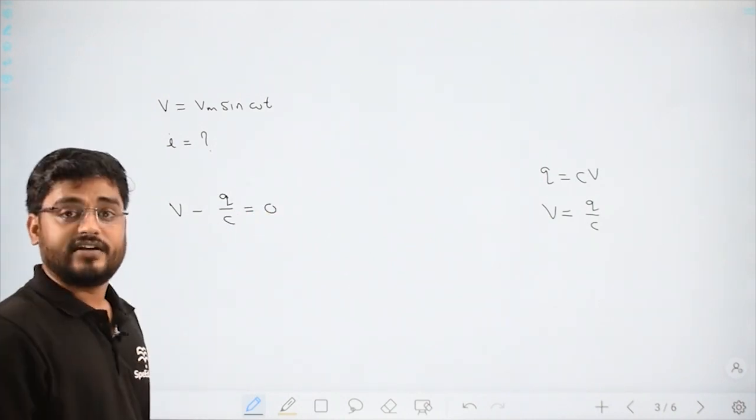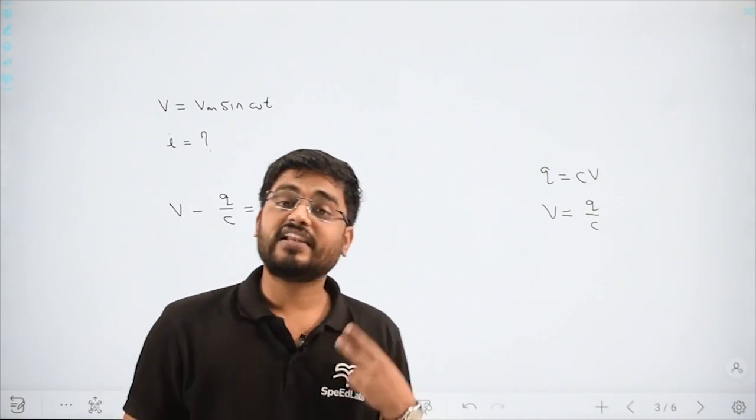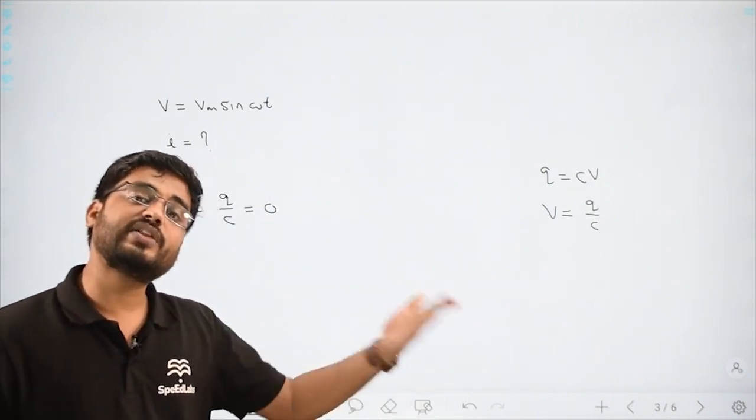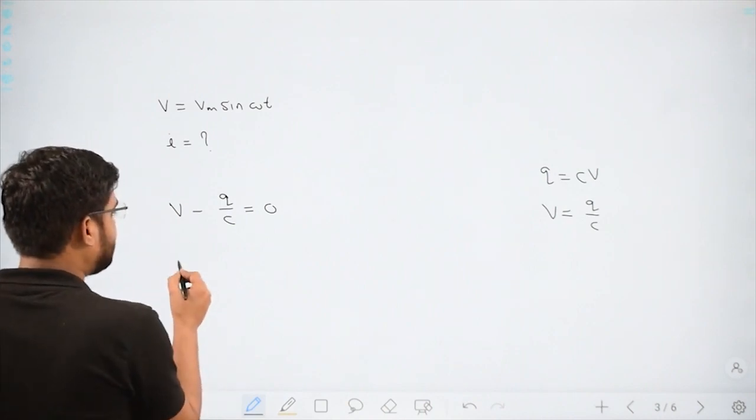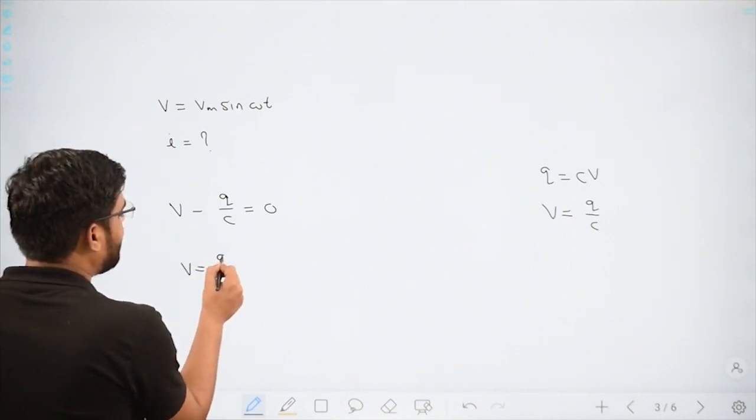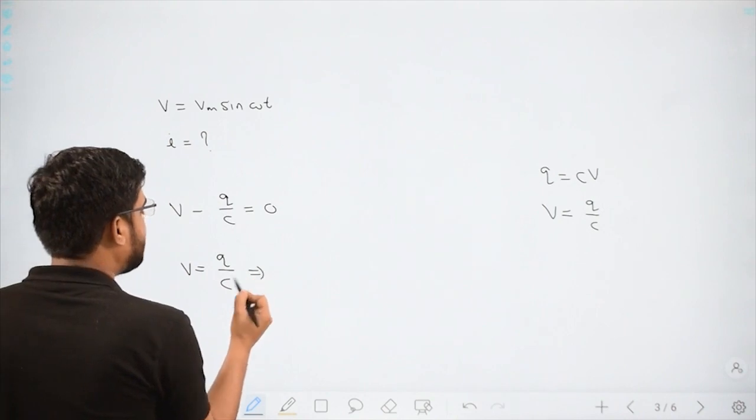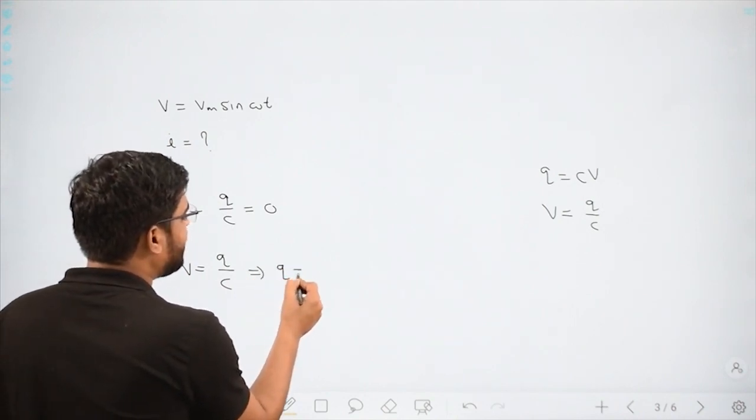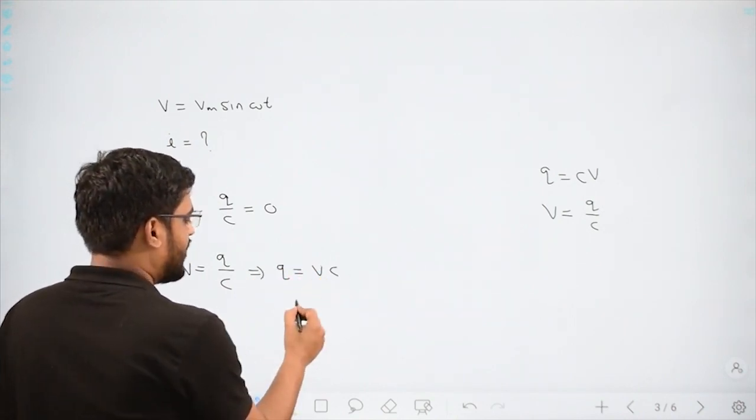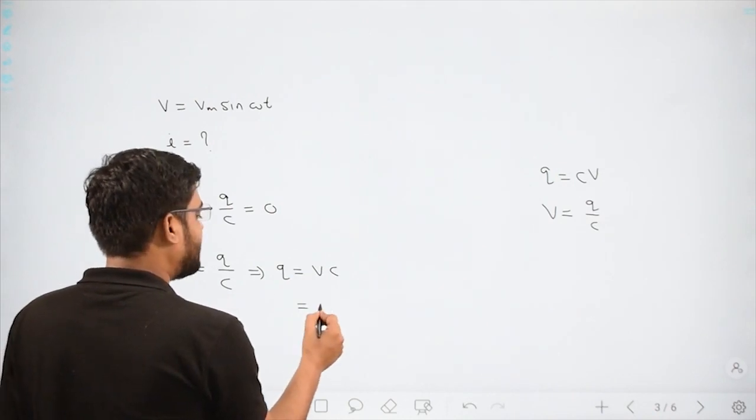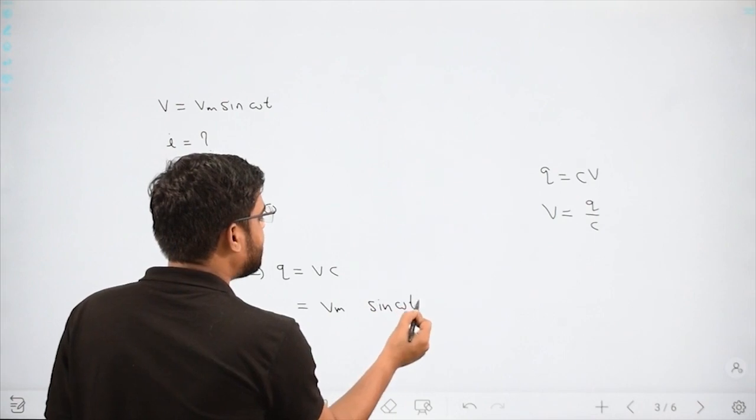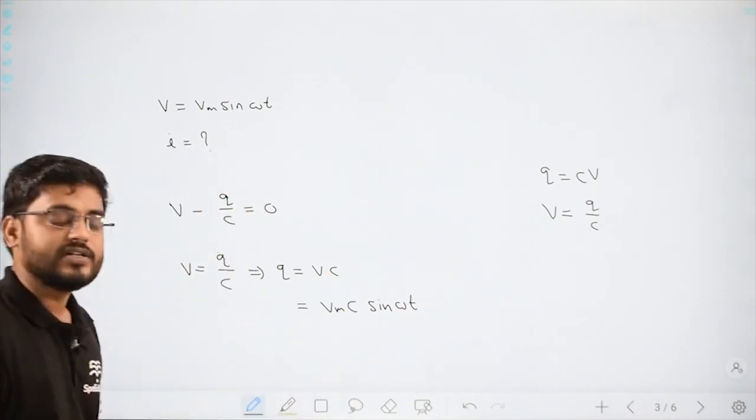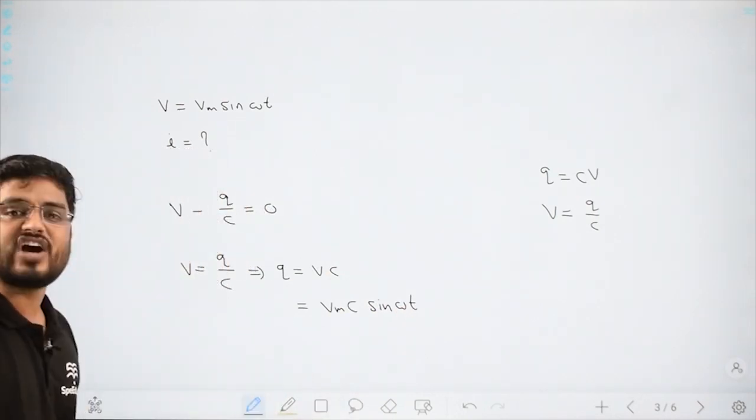Idea is to get current. First I'll get an expression for charge, and then I know that dq by dt is my current, right? So what is my V? V is nothing but Q by C, and from here I'm getting my Q as VC. What is Q? Q is VC, and what about V? V is Vm sine omega t, multiplied by C. So this is my charge Q.